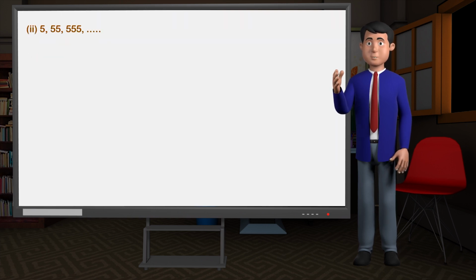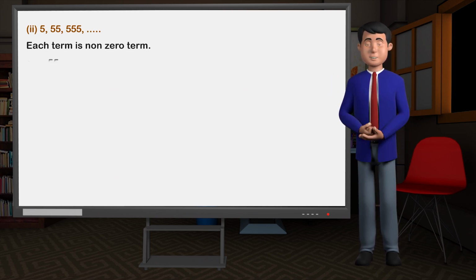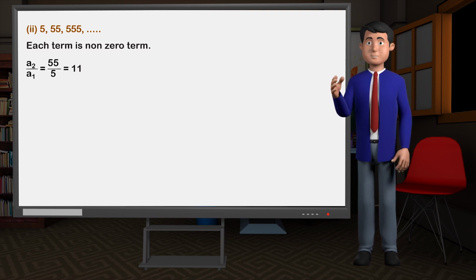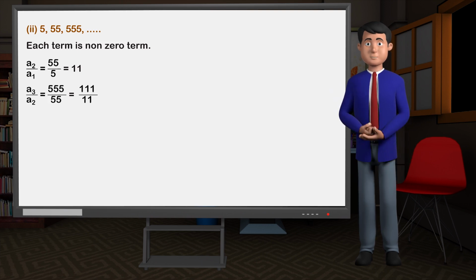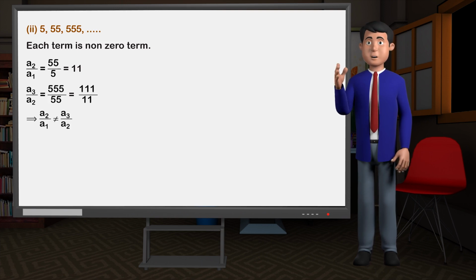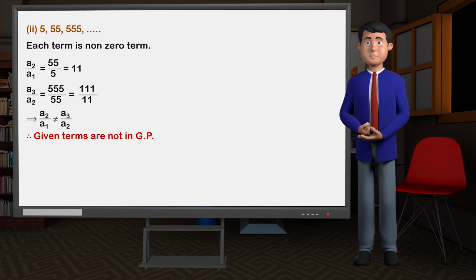5, 55, 555 and so on. Here each term is a non-zero term. So a2 by a1 is equal to 55 by 5, that is equal to 11. a3 by a2 is equal to 555 by 55, that is equal to 111 by 11, which implies a2 by a1 is not equal to a3 by a2. Therefore, the given terms are not in GP.